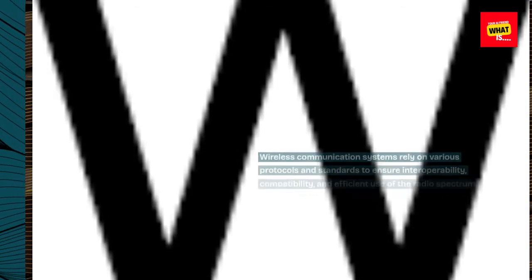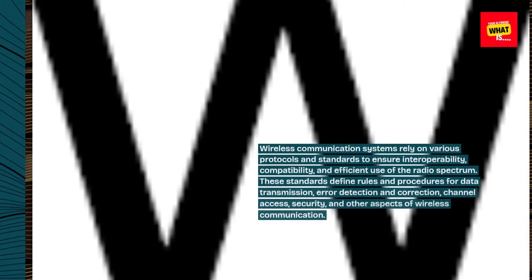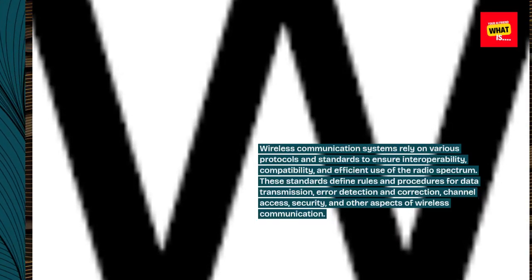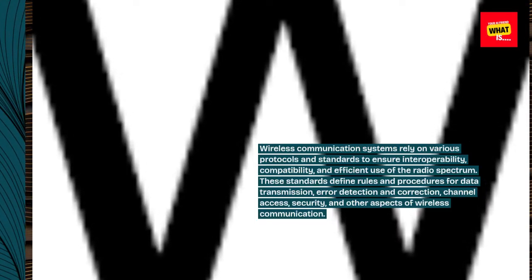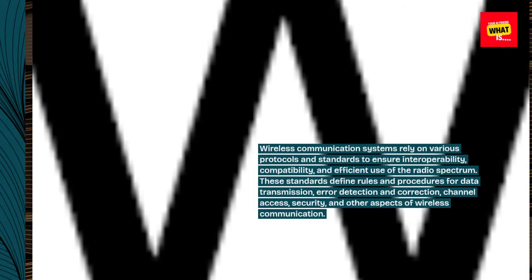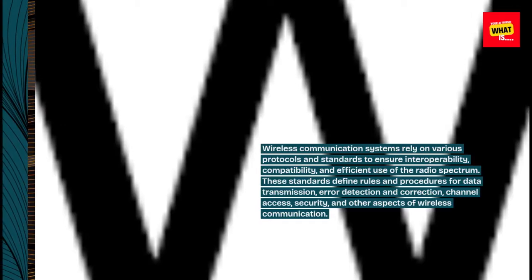Protocols and standards. Wireless communication systems rely on various protocols and standards to ensure interoperability, compatibility, and efficient use of the radio spectrum. These standards define rules and procedures for data transmission, error detection and correction, channel access, security, and other aspects of wireless communication.